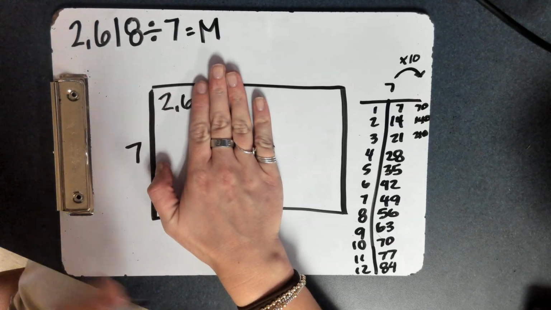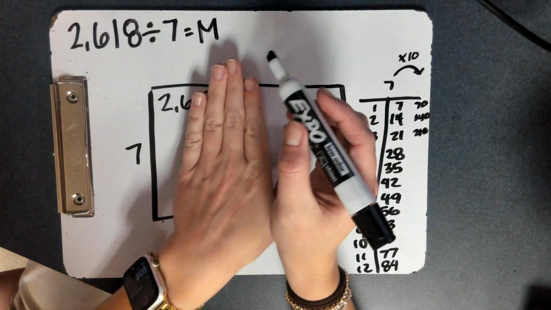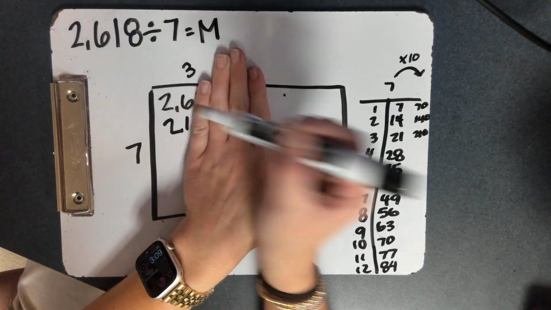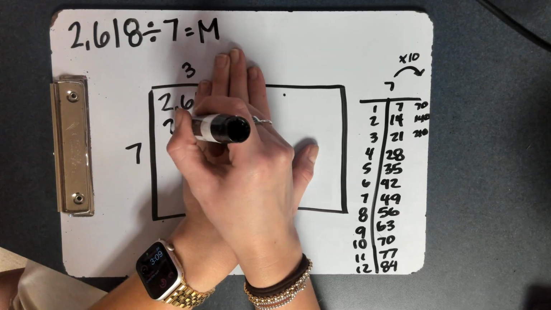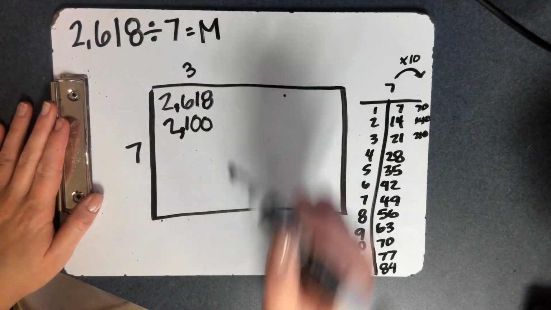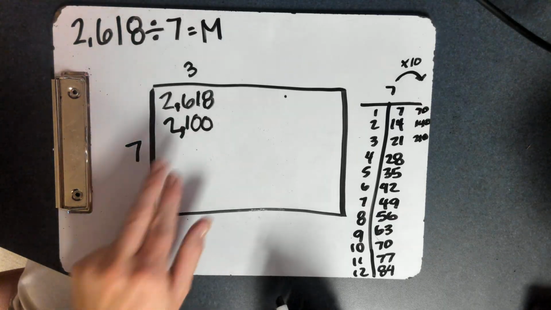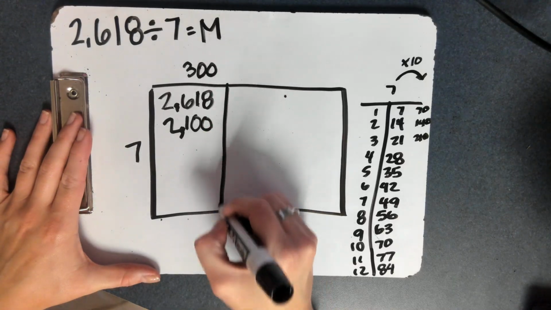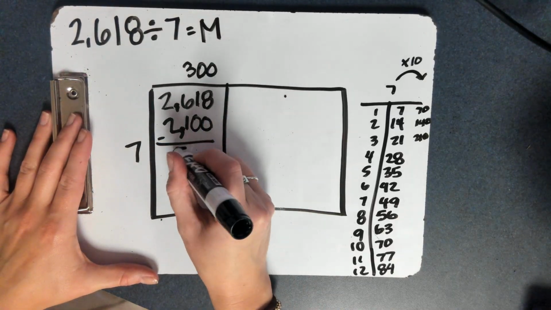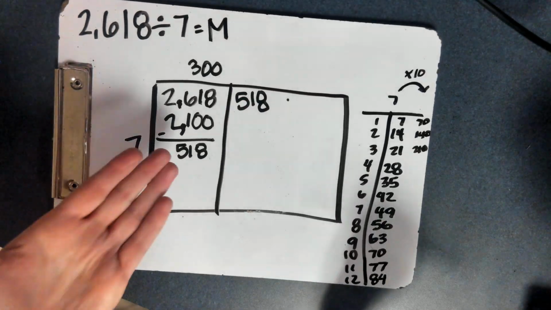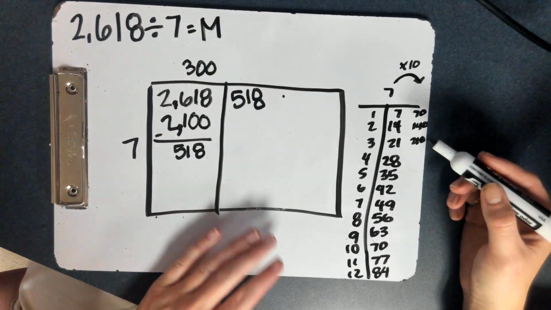Covering up, I have 26. I know that 7 times 3 is 21. And I'm in the thousands and the hundreds place, so I know I need to bump this up twice. Since this gets bumped up twice, so does my partial quotient here on the top. Now I'm only left with 518 to divide. That is a great first step.